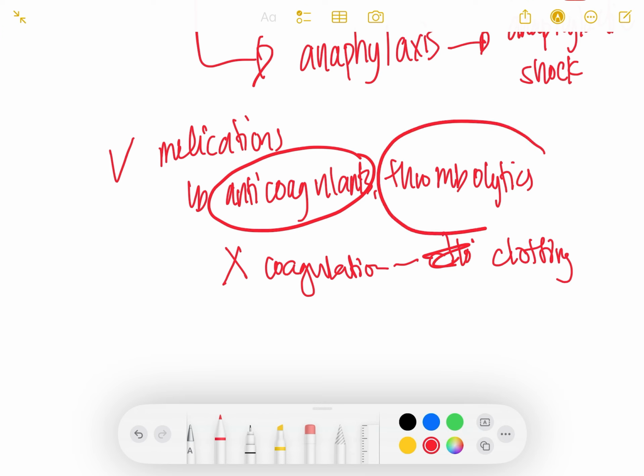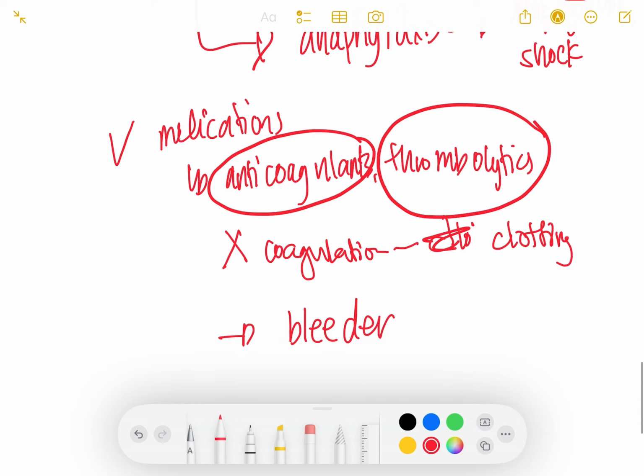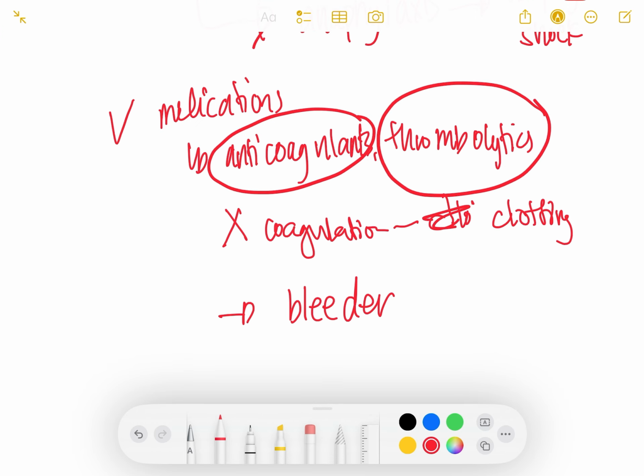Or thrombolytics, ano naman ang thrombolytics? They dissolve existing blood clots. So ano ngayon ang problema if the patients are taking or may history sila ng pag-take ng mga ganitong klase ng gamot? This can cause the patient to become a bleeder. Okay, pwedeng magdugo ang patient or they could lead to major bleeding during the procedure.